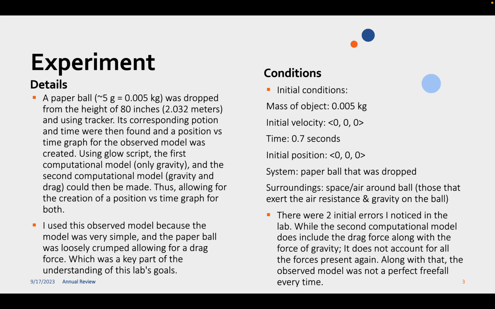There are two initial errors, and they kind of tied into each other. With the observed model, obviously you have human error and variation where you don't have perfect freefall motion. However, the computational model is assuming this, and it's assuming that all the forces you put in are the only forces acting on it. So the errors in the observed model led to errors in the computational model because we didn't code for all the forces present.